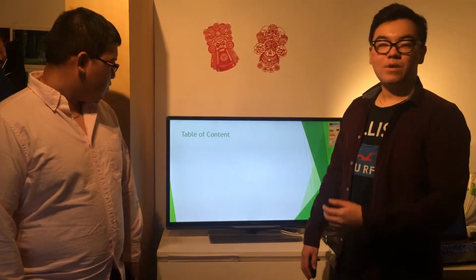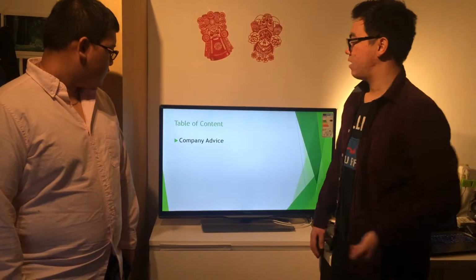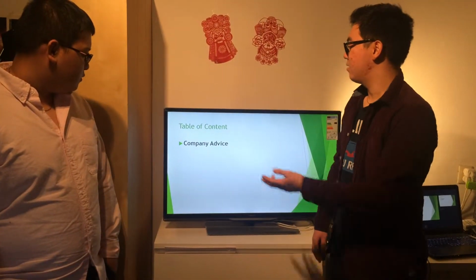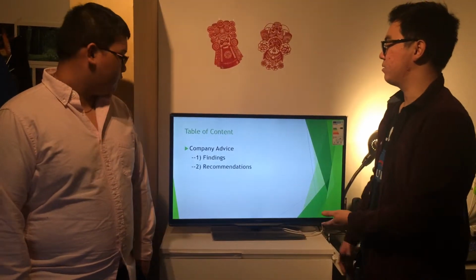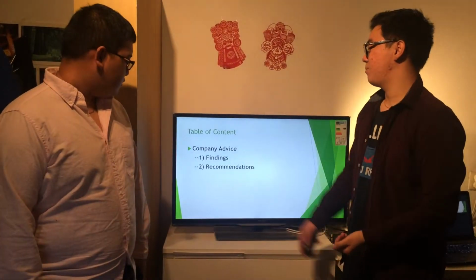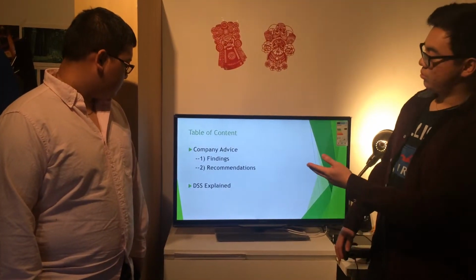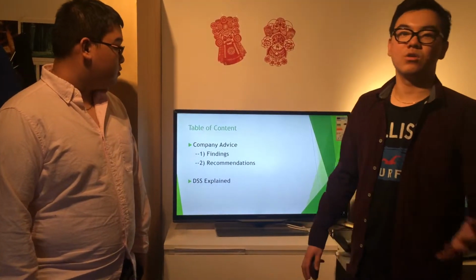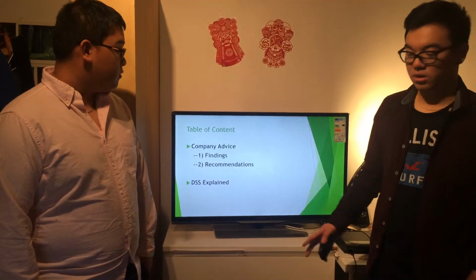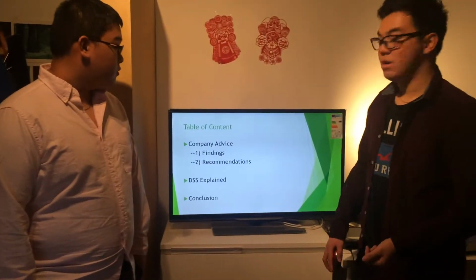At the beginning of our presentation, we will give you a brief table of contents about how we're going to do our presentation. First, we will give you the company advice, which is divided into two parts. The first is our findings, and the second part is our recommendations. And then we will help you to understand more about this dashboard. We will explain how it works and how you're going to use it for further information, how you add information in it. And then we will give you a brief conclusion.